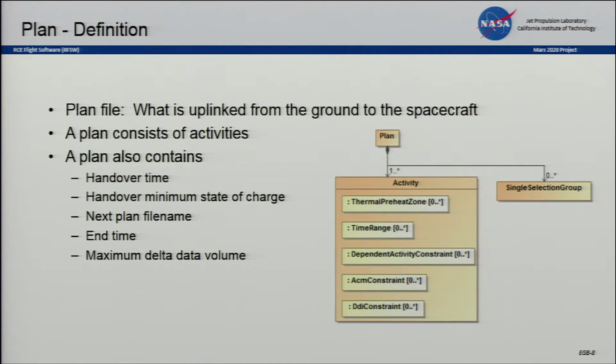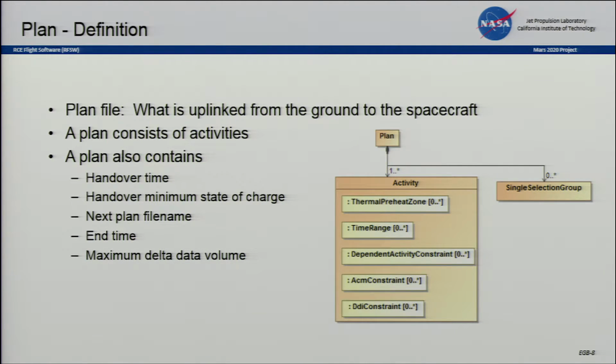Okay, so the plan is contained in a plan file that is what is uplinked from the ground. What we're going to do is decompose what is in the plan file into various capabilities and data and break it up. So that's going to be the rest of this presentation. It's starting at the high level. What is a plan? What is inside a plan? And how do we use that information on board?